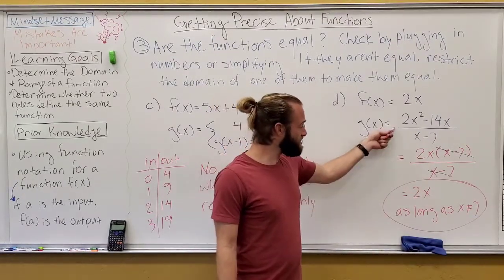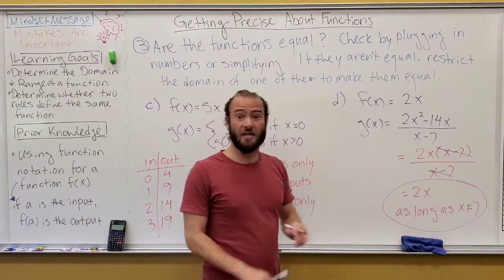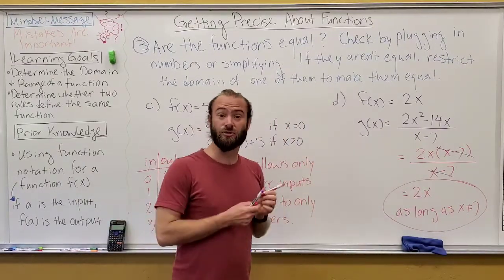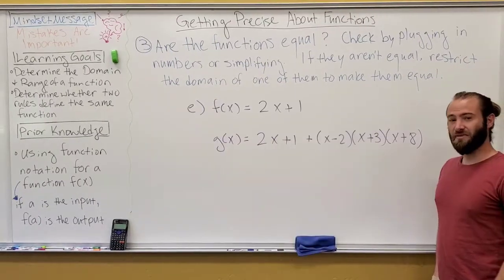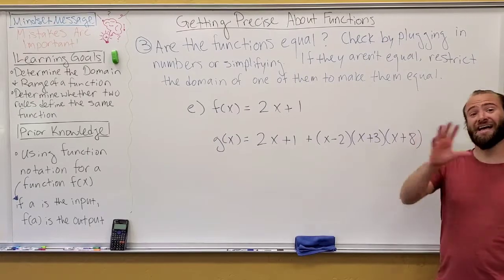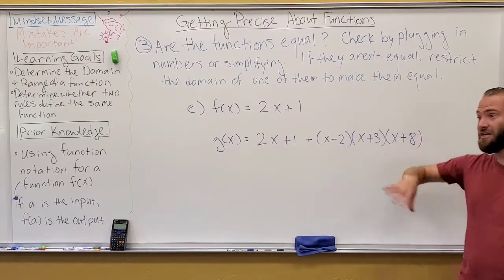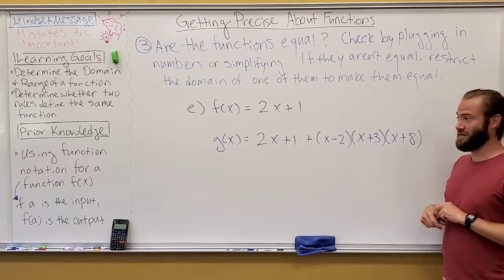So he's only equal to 2x as long as x is not equal to 7, then they're entirely equal to each other otherwise. Okay, so our last one of these is actually pretty important because this is looking ahead to our next major topic we're going to be studying after this unit we're doing right now.